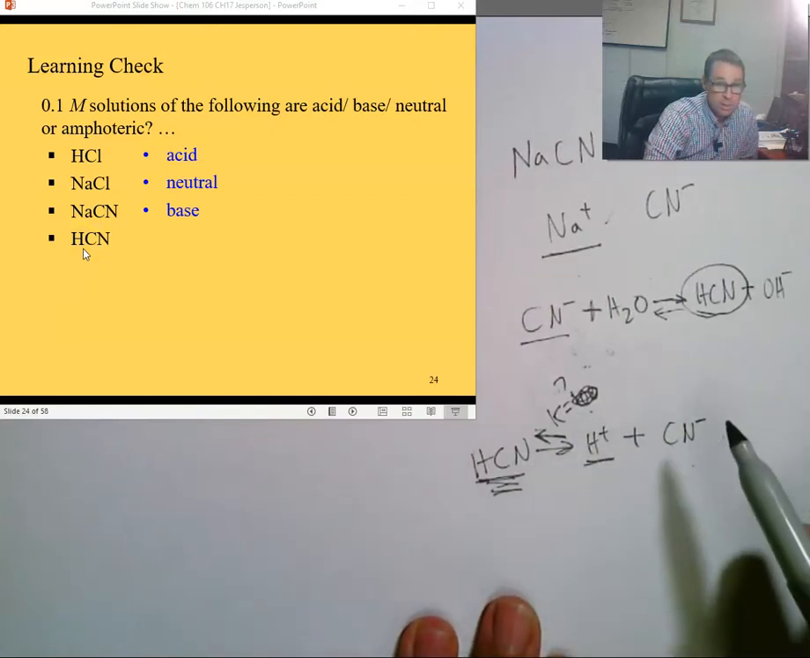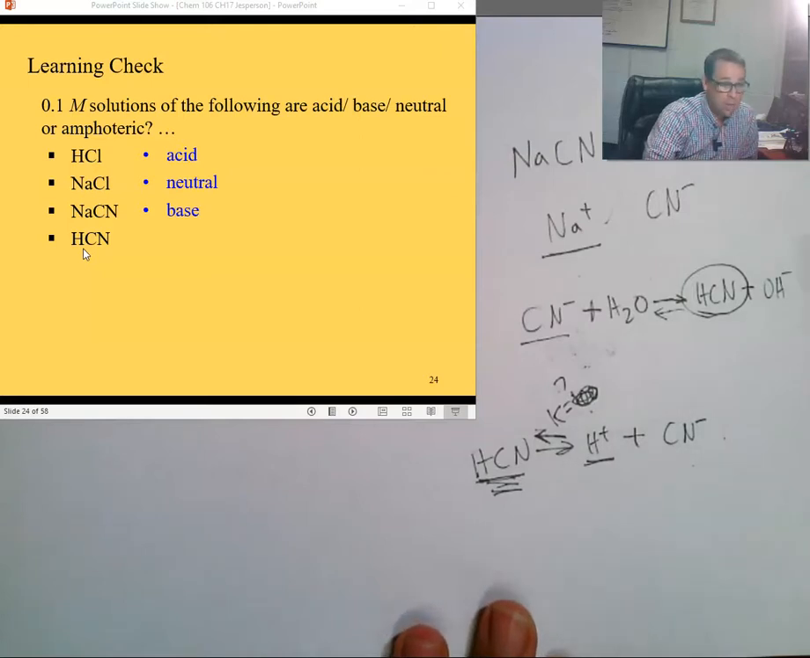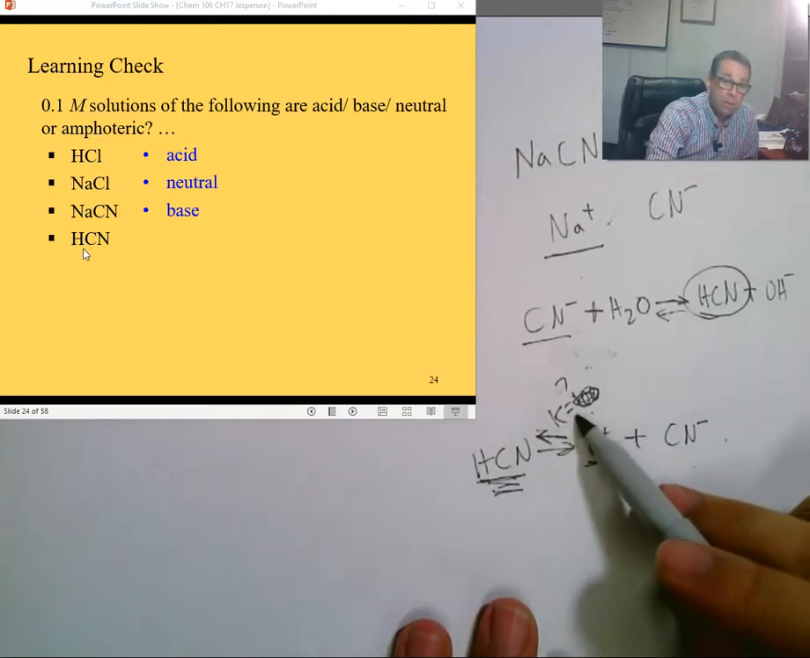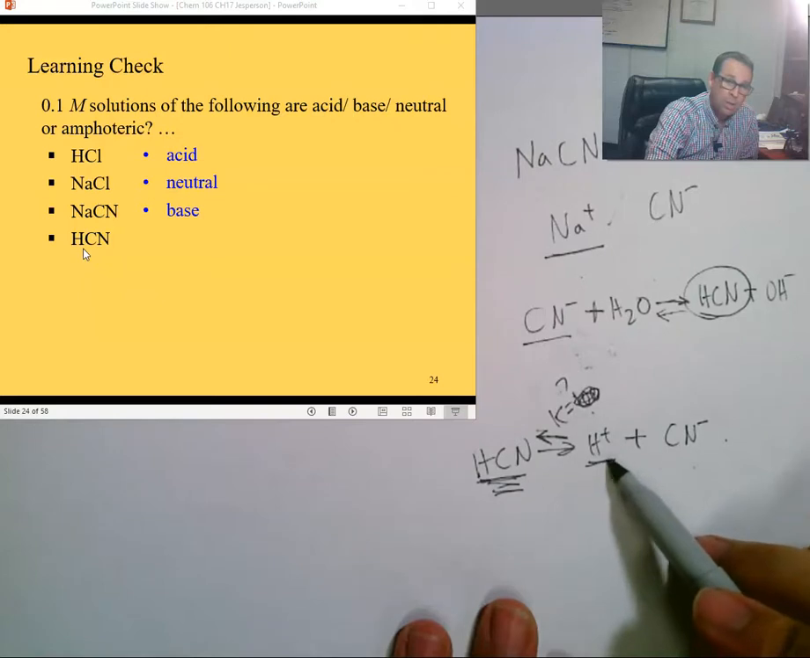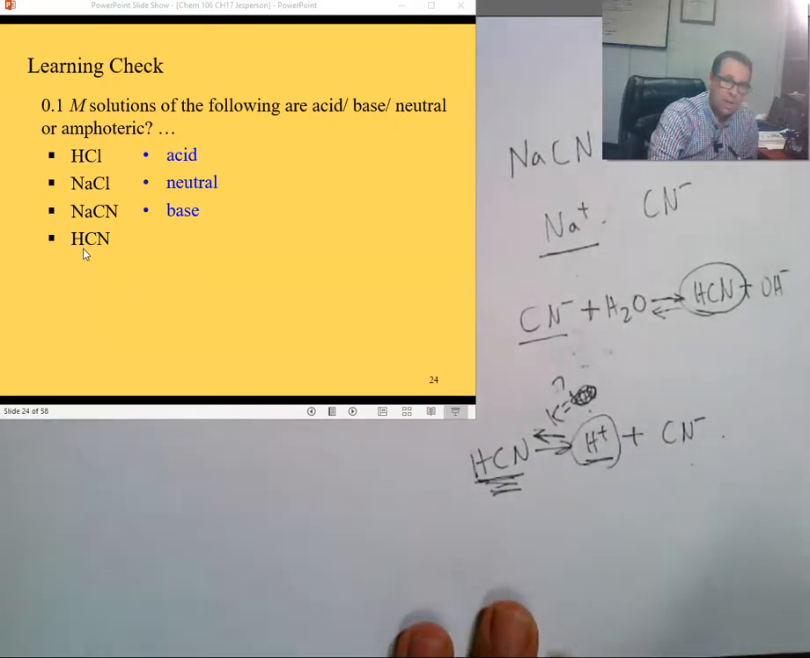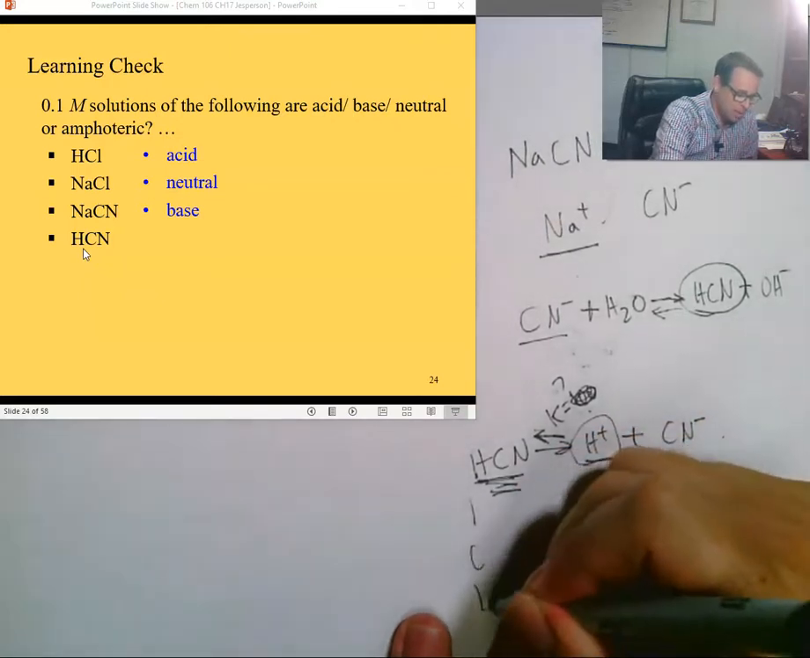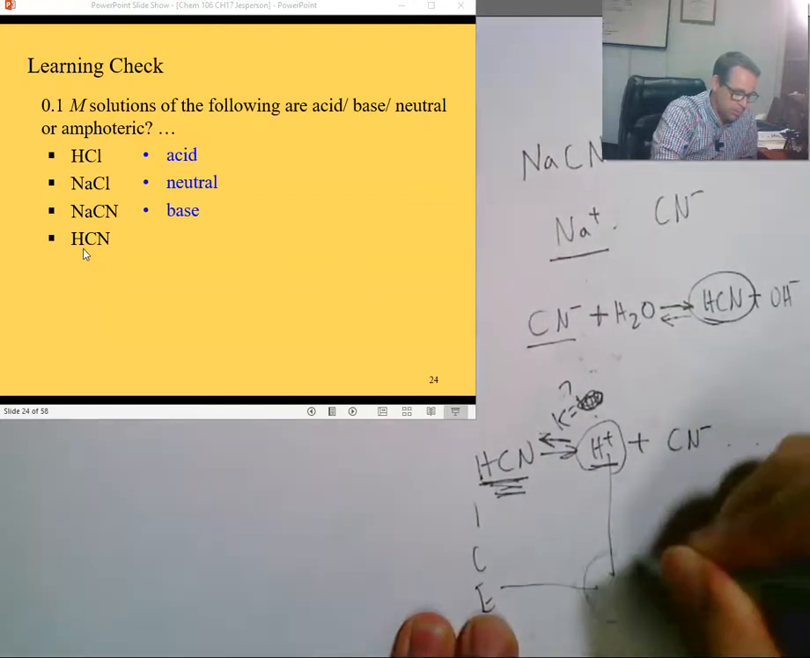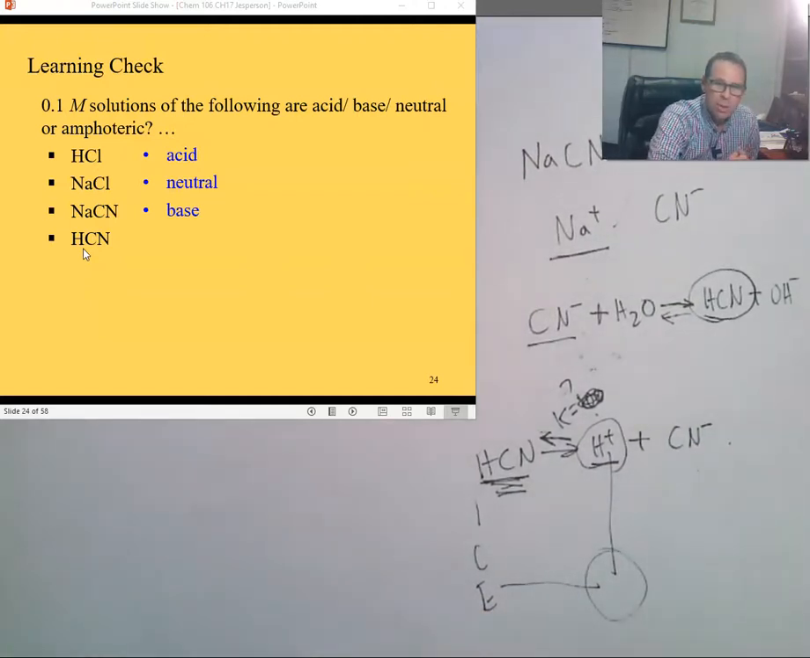How acidic? Well, we could answer that if you told me the K value. If I knew the K value, I could know how much dissociation was going to occur, identify the X in my ICE box, identify the resulting equilibrium concentration of the hydrogen ion, take the negative log of that, and that would be the pH of that solution. But just qualitatively, I'm going to know that that is going to make an acidic solution because HCN is a weak acid.